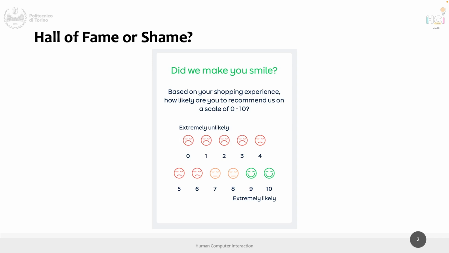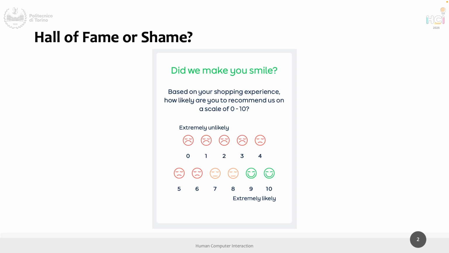But let's start, as always, with the Hall of Fame, Hall of Shame. So this is a page at the end of a shopping process in which the owner of this website asks you to recommend the service, the vendor, on a scale of 0 to 10, where 0 is extremely unlikely and 10 is extremely likely, and then there is a scale in the middle. So is this more Hall of Fame or Hall of Shame, and what are the problems in this picture, if there are any?